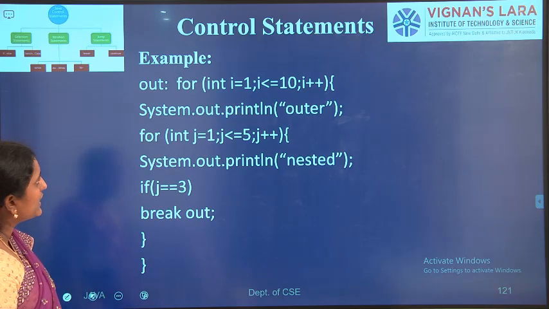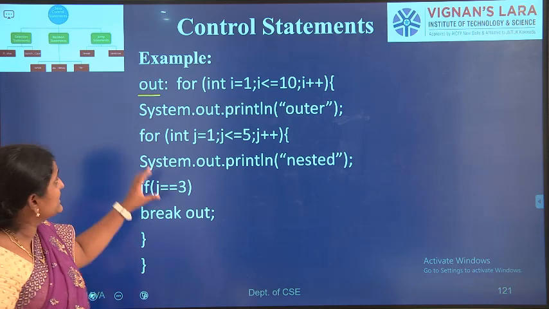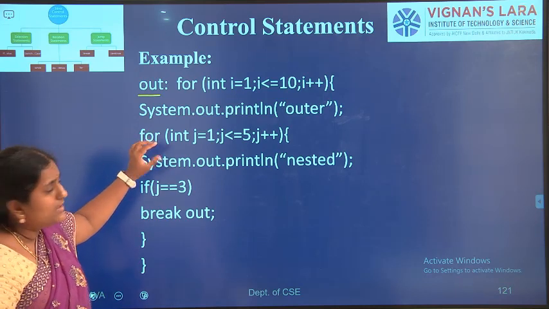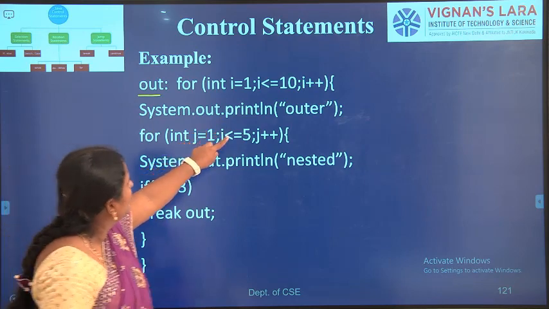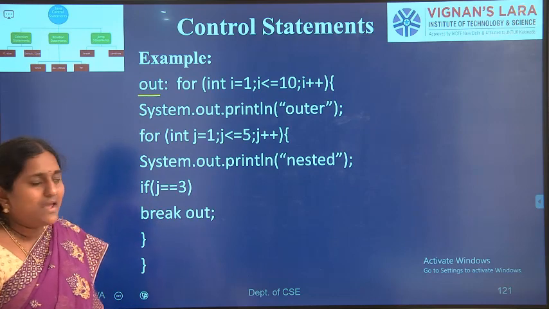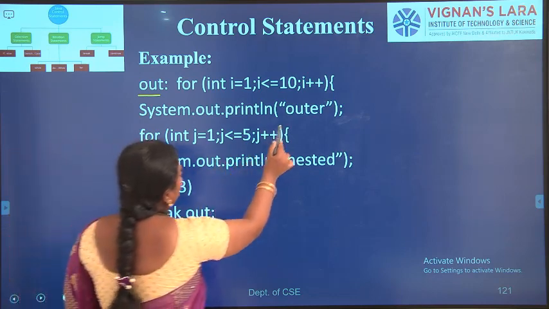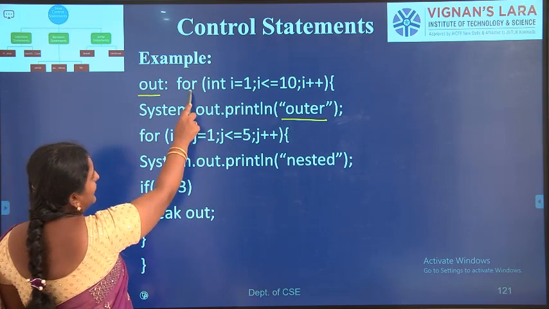Here, out is the keyword. I am mentioning the out keyword: out for int i equal to 1, i less than or equal to 10, i plus plus. Next, System.out.println outer, it is the outer loop. So I am writing a for loop.